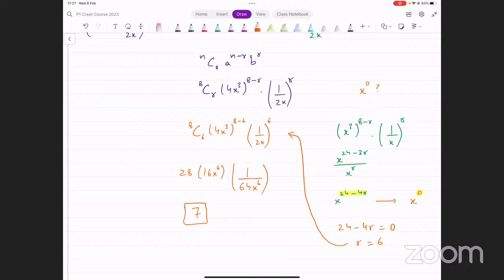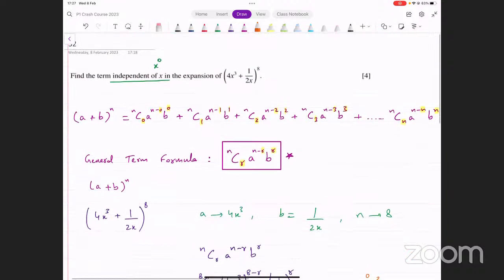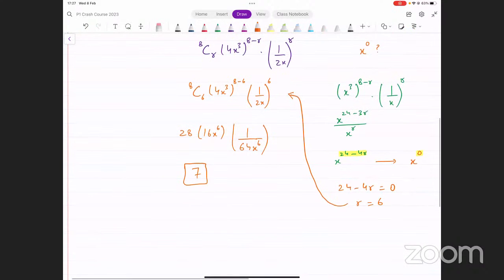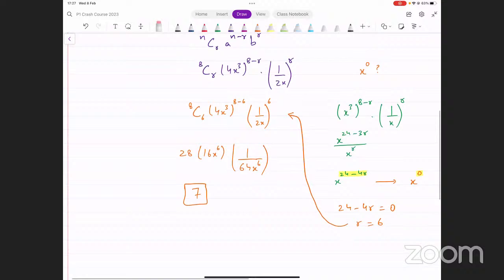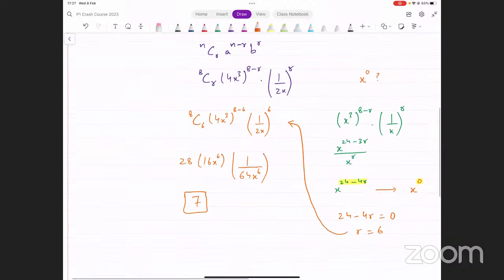So in this question, they were asking for the term that was independent of x. That means x power 0. So what we do is, we put the power of x equal to 0. So 24 minus 4r equals 0. That gives us the value of r. We input this back in this general term formula, and we get the required term. All right. So that's how you deal with problems like these, where you have to find a specific term.